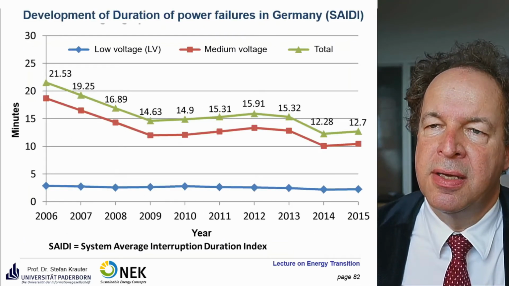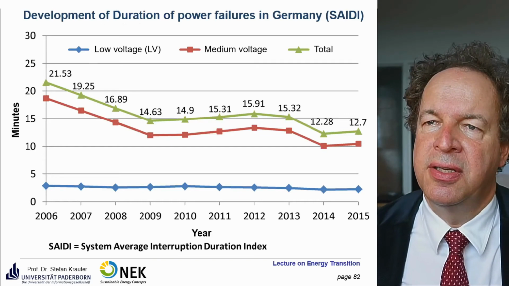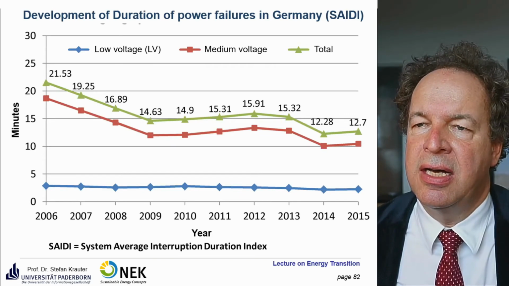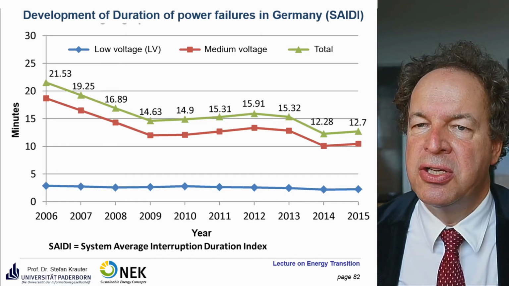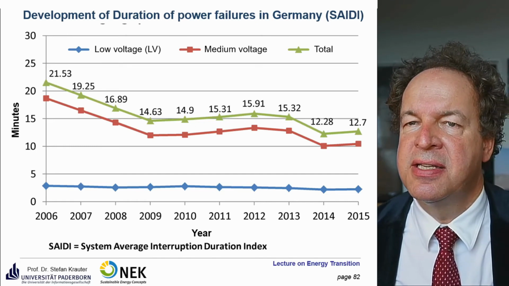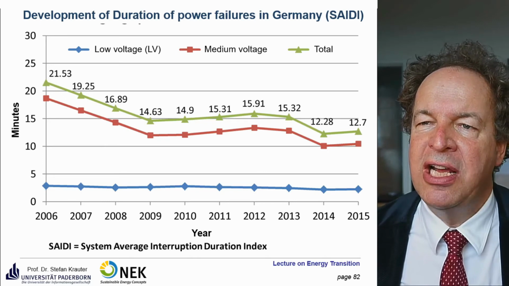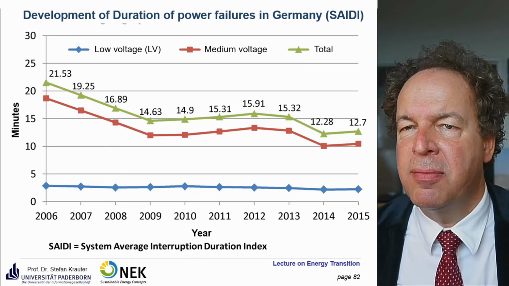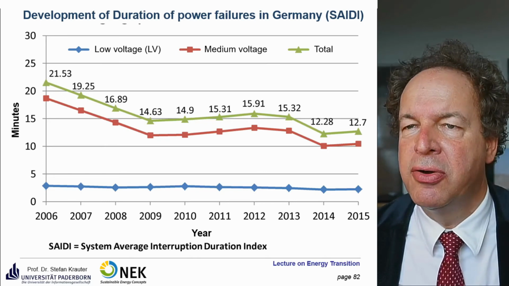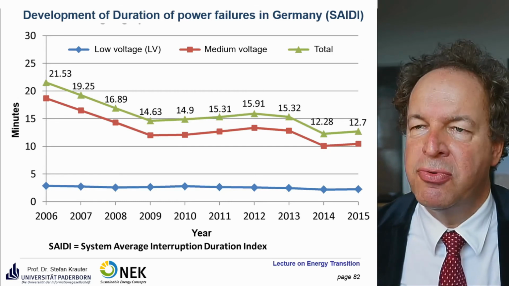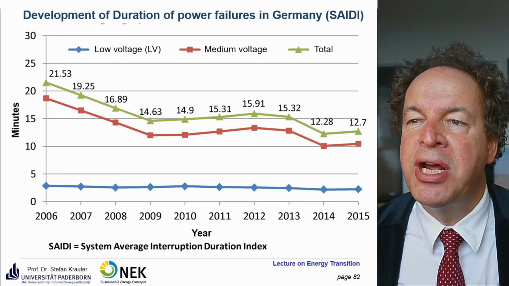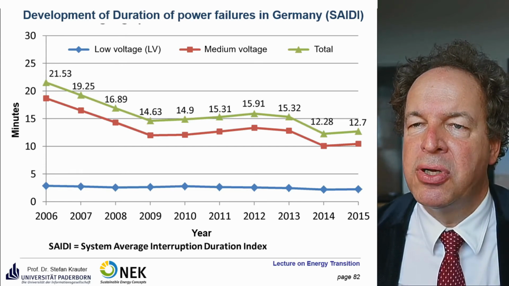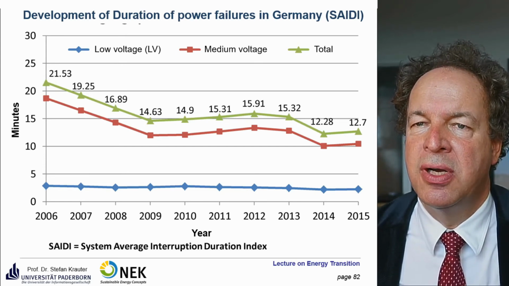This is also being shown here with the so-called SAIDI value. This is the System Average Interruption Duration Index. So the higher this index is, the more failures occur. And you see the development here in Germany that's really going down, because some people say this renewable energies or this energy transition makes the grid more unstable and so on. As these numbers confirm, the opposite is true.